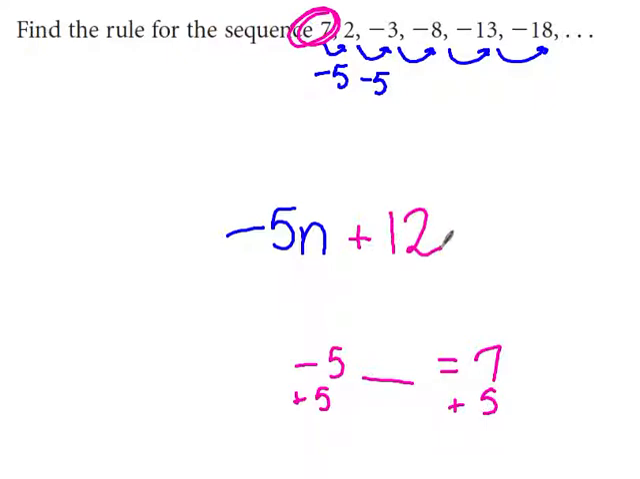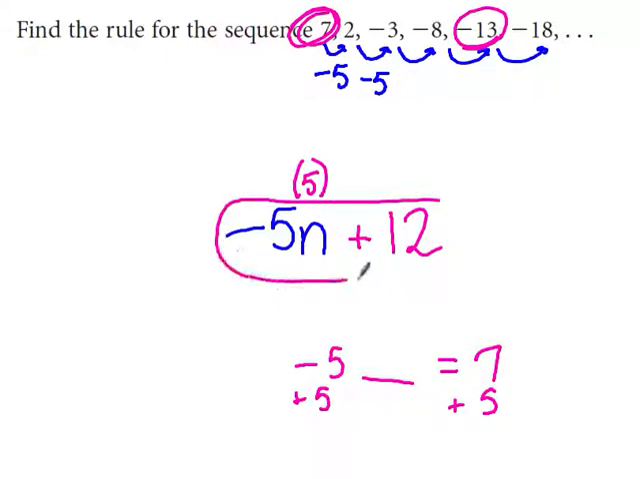Now, once again, we could check. We could say, okay, here's 1, 2, 3, 4, 5. So here's my 5th term. So let's plug in 5 in here. What's negative 5 times 5? Negative 25. If I add 12, do I get negative 13? Yes. So here is my rule: negative 5n plus 12.